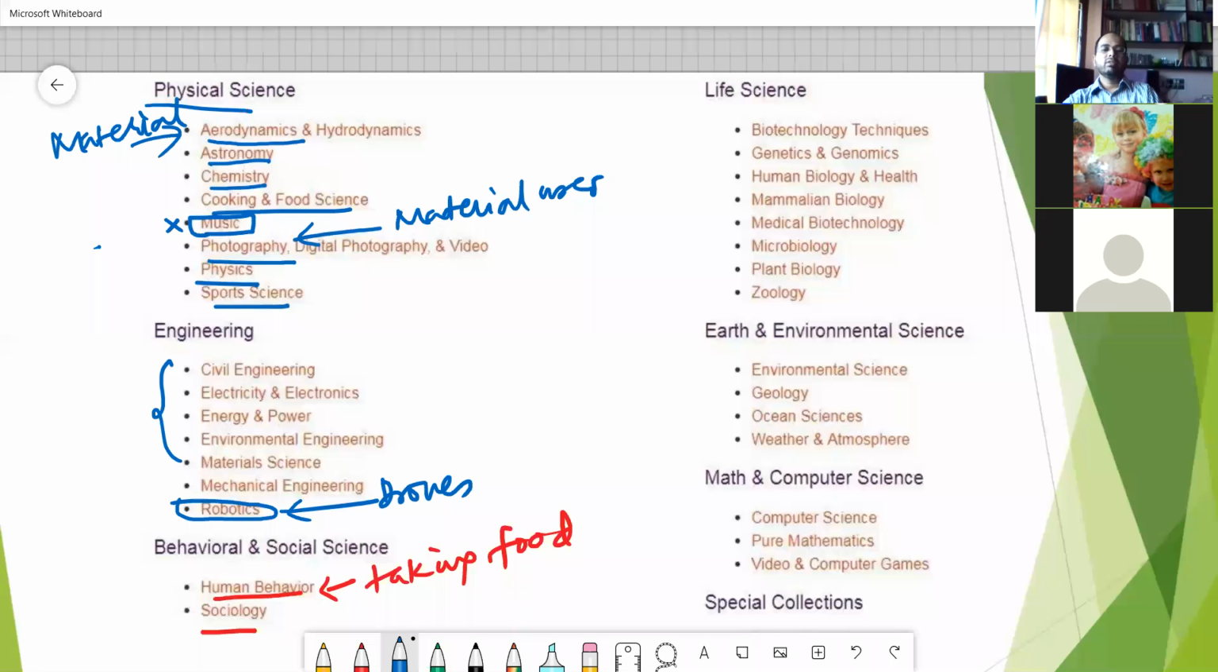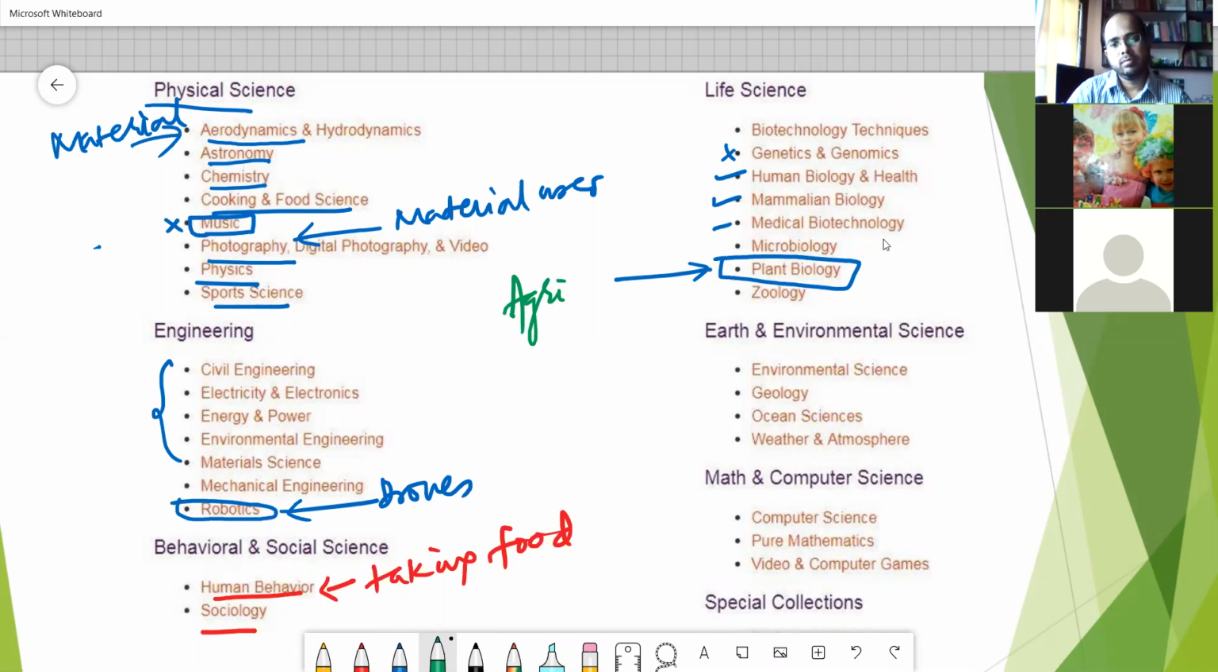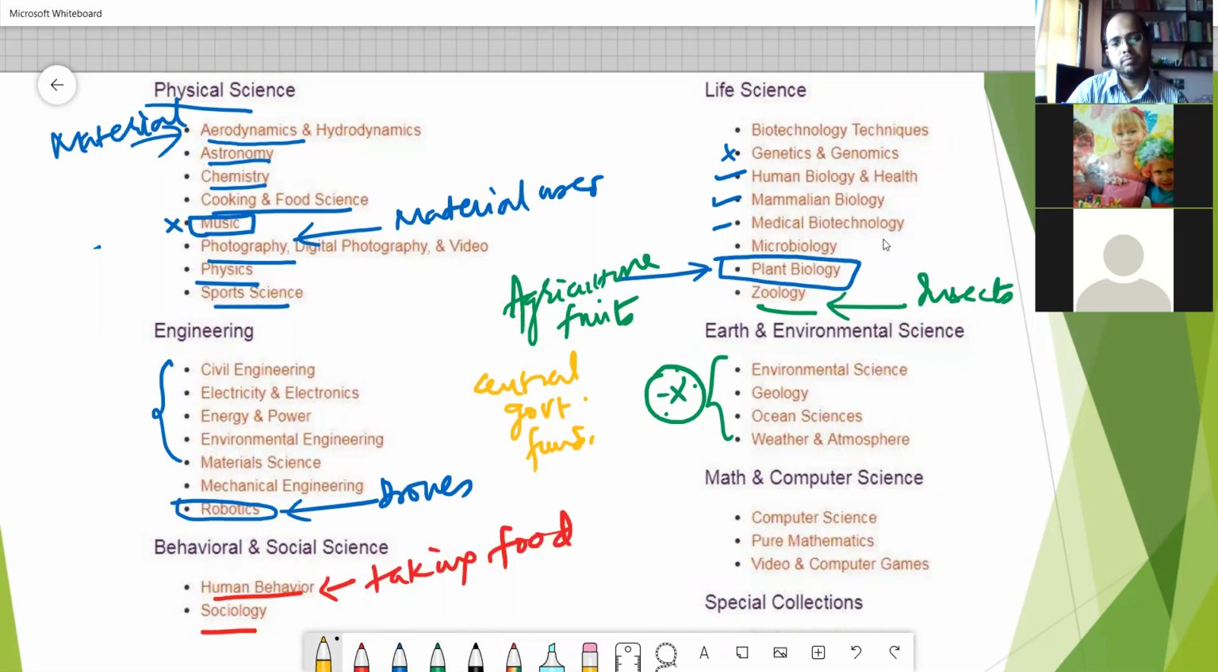Then in life sciences, you have got very good features there. You call it as the biotechnology, genetics, genomics. Don't go into this, not much needed. Human biology, mammalian biology, medical biotechnology, plant. Everything you have to get the data, and this is very essential nowadays. Even central government allots. Central government funding is there: ocean science, weather and atmosphere, geology, environmental science.